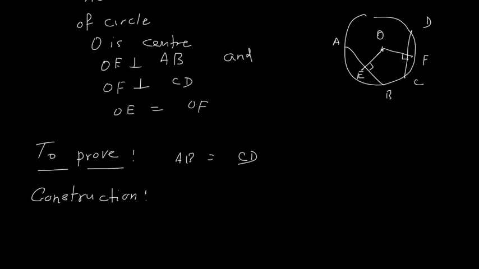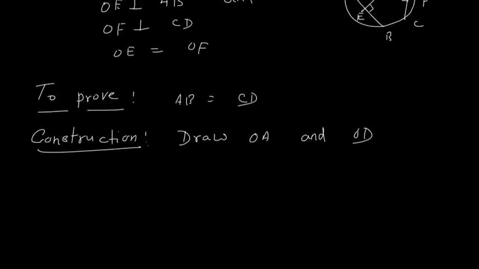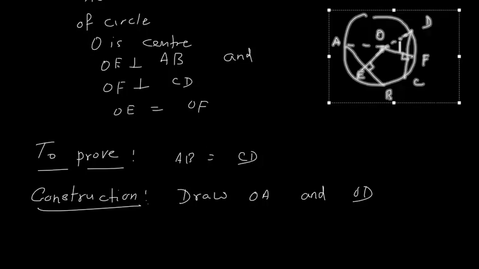So again we do a construction. What we do? We draw OA and OD. So draw this OA and this OD. Now in triangle OAE, so we consider these two triangles. Again let us keep this drawing somewhere here.